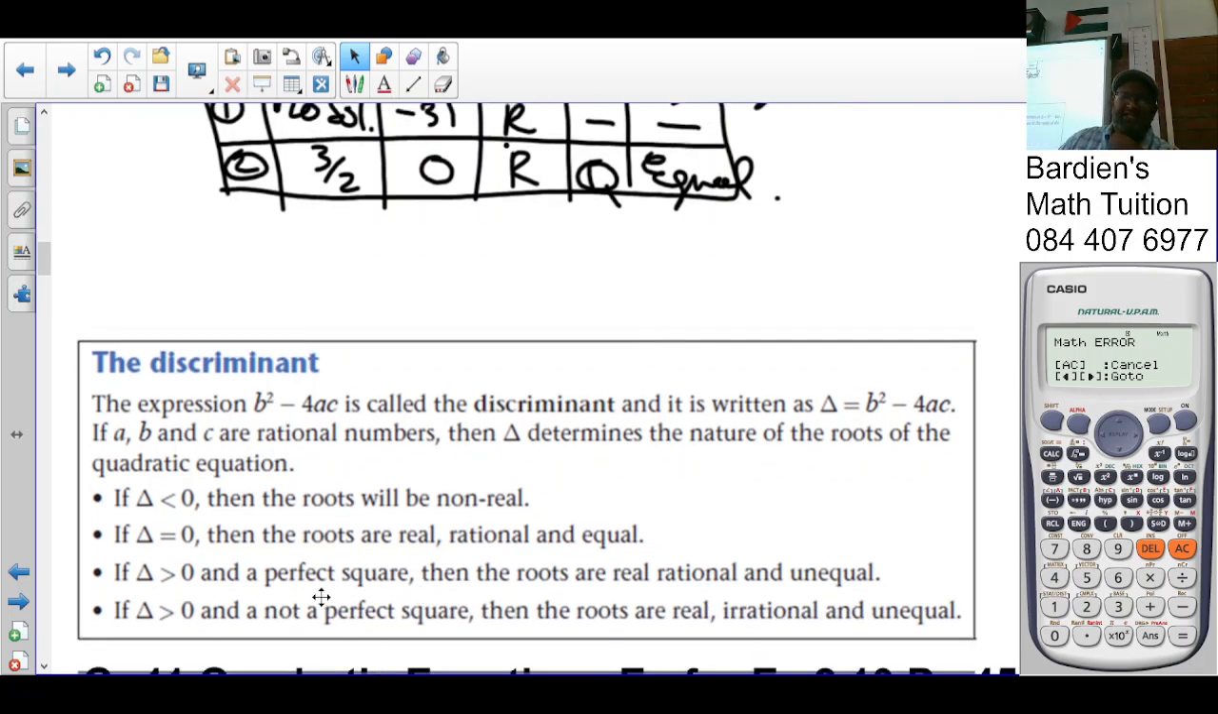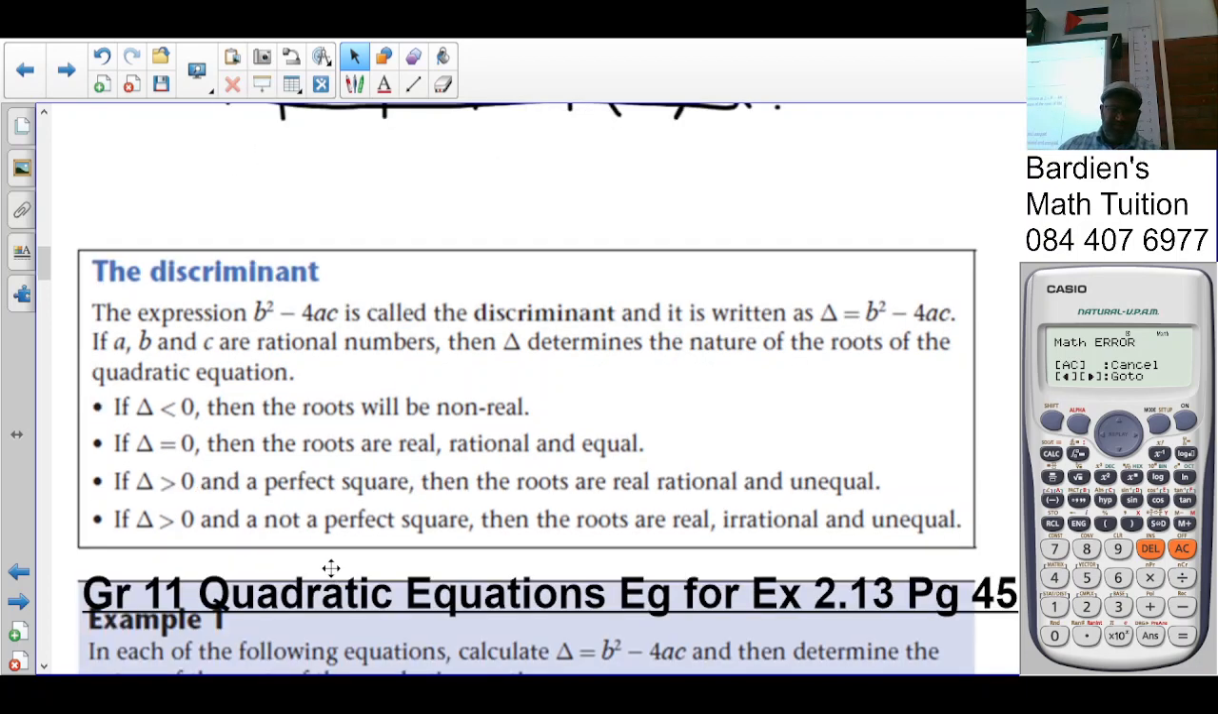If delta is greater than 0 and a perfect square, the roots are real, rational, and unequal. Perfect squares: the square root of 1 is 1, the square root of 4 is 2, the square root of 9 over 4 is 3 over 2. As long as the square root can be taken, it is known as a perfect square.